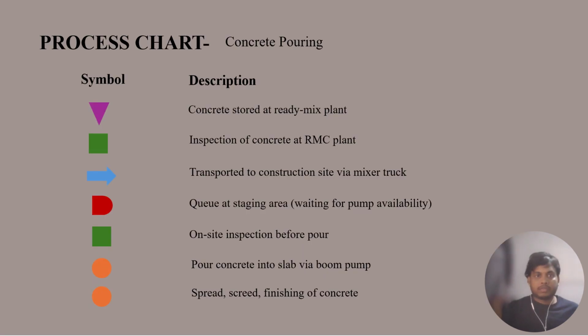The third one is the process chart, which provides a step-by-step breakdown of the concrete pouring operation. Symbols were used to indicate actions such as storage, inspection, transportation, delay, and operation. Based on this process chart, we identified some key problems. The first one is the staging delay caused by trucks waiting for pump availability.